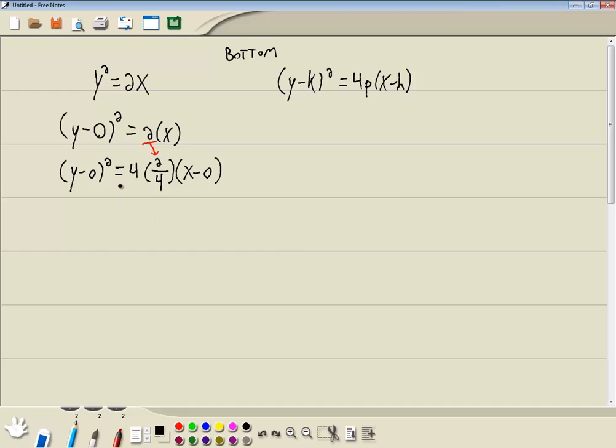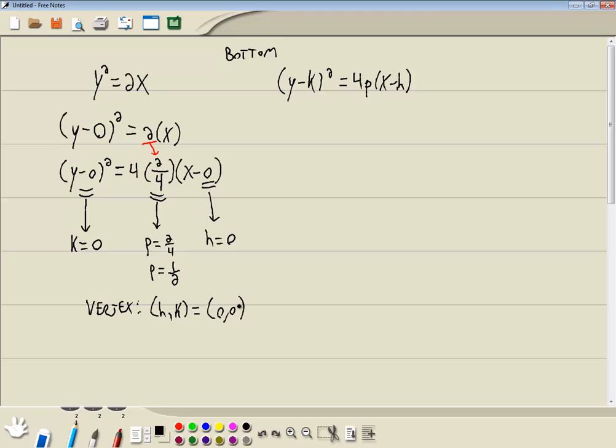The number that's inside with our y is our k, and it's always opposite sign, remember. But 0 doesn't have a sign, so k is just 0. Whatever number's inside the parentheses right here is our p. So p is 2/4, which is equal to 1/2. And from our form, whatever number's right here is our h, again opposite sign, though 0 doesn't have a sign. So h is 0. Even though it doesn't ask us for the vertex, we'll go ahead and find it. The vertex is (h, k), which would be (0, 0).